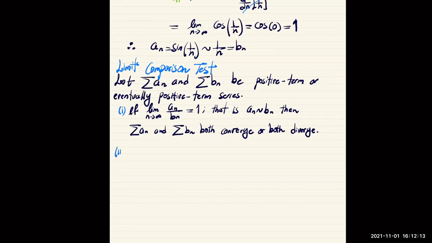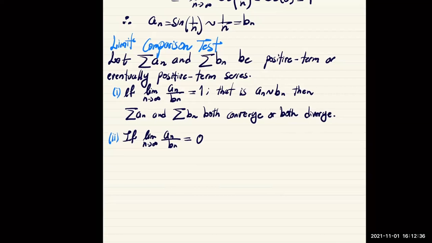Second statement of limit comparison says that if the limit as n goes to infinity of a sub n to b sub n, imagine this limit is not 1, but 0 instead. Okay, and I'm going to ask you guys a question very soon, so make sure you're paying attention. Imagine the limit is 0 and the series of b sub n converges.